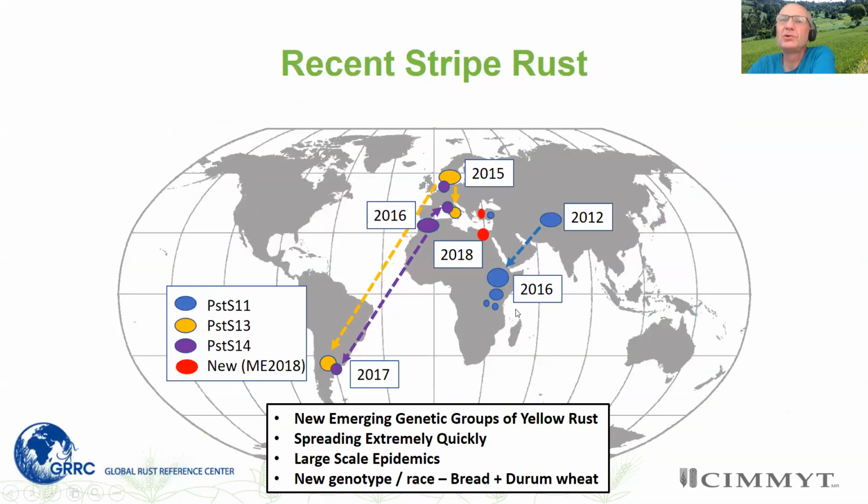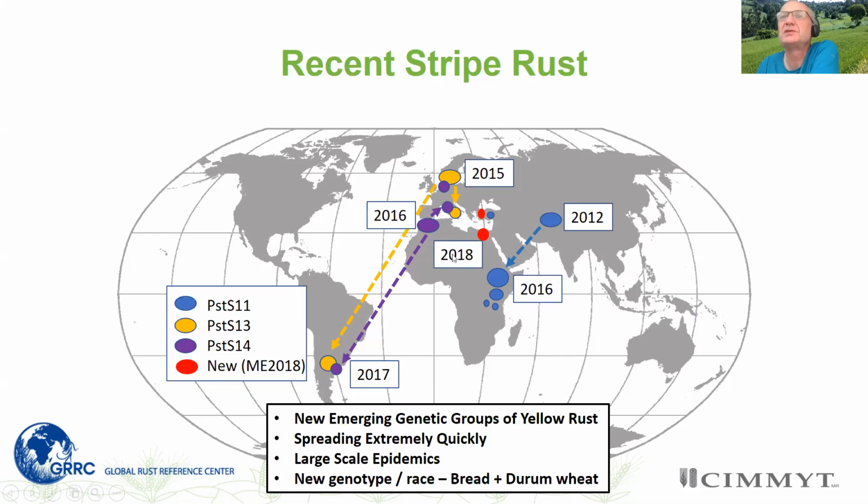A few recent examples with yellow rust. This PSTS11 was picked up in Afghanistan in 2012. By 2016, it had moved into East Africa, causing large outbreaks and spreading throughout that region. It's also recently been picked up in Turkey. Similarly, PST13 and PST14 were picked up in Europe and North Africa. They very quickly moved to South America, where they caused the largest epidemics in 30 years.